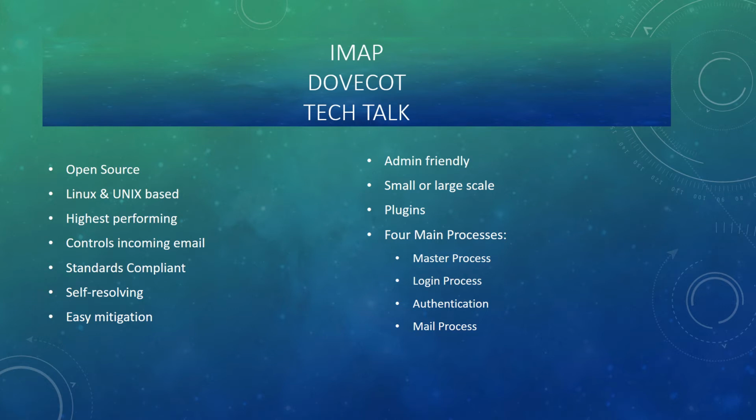There are four main processes that Dovecot runs. The four main processes are the master process, the login process, the authentication process, and the mail process. In regards to the master process, this process makes sure that all processes run efficiently and successfully. In regards to the login process, it makes sure that the minimum requirements for POP3 are there, ran, and met. For the authentication process, it makes sure that all user credentials and passwords are up to par. And the mail process is basically a post-login email management system.